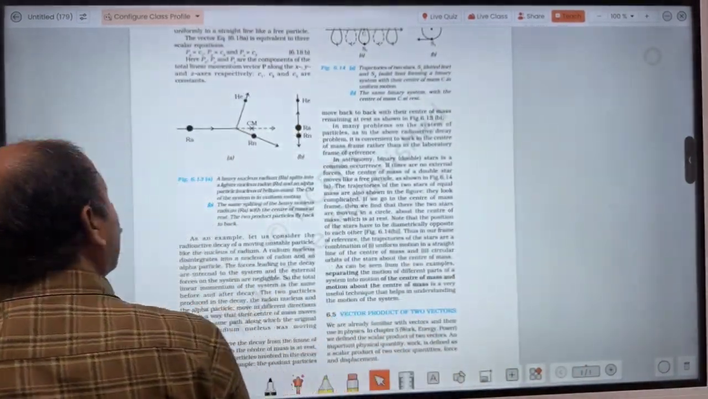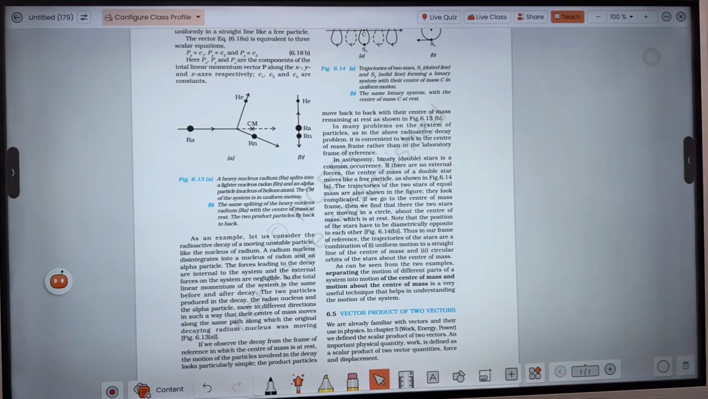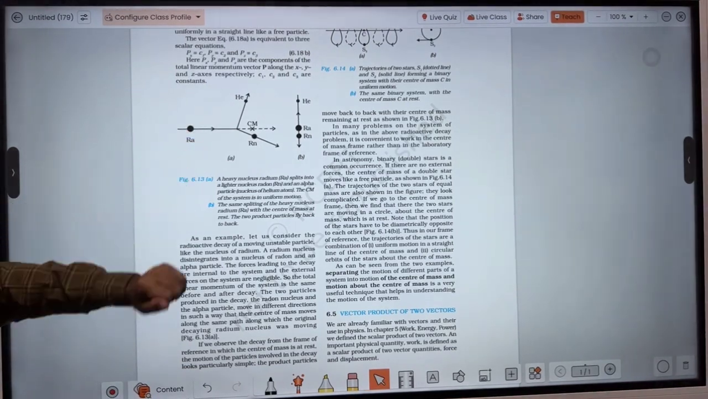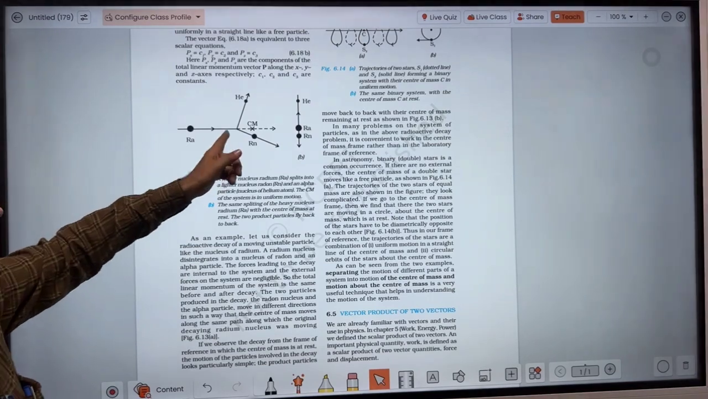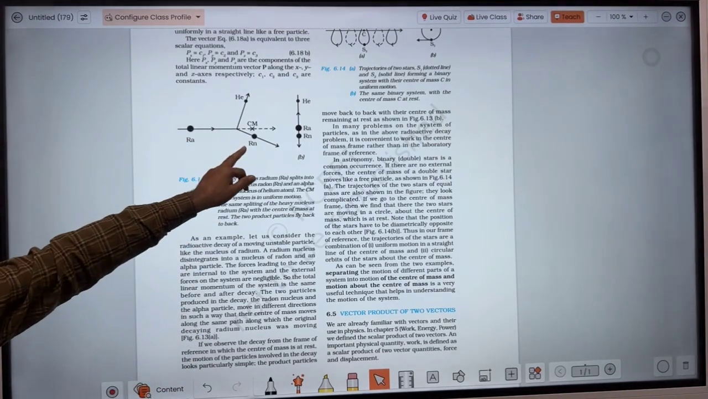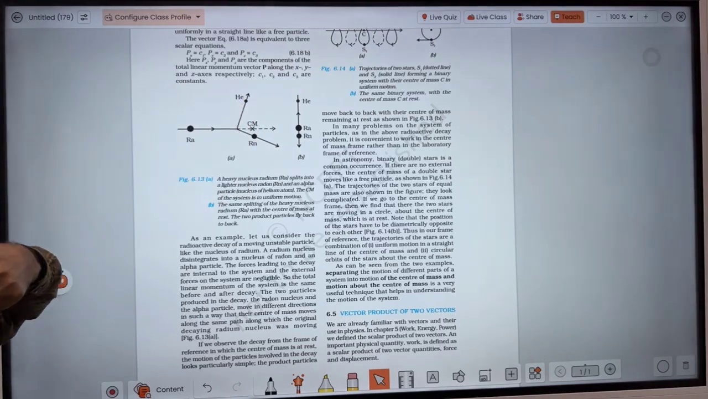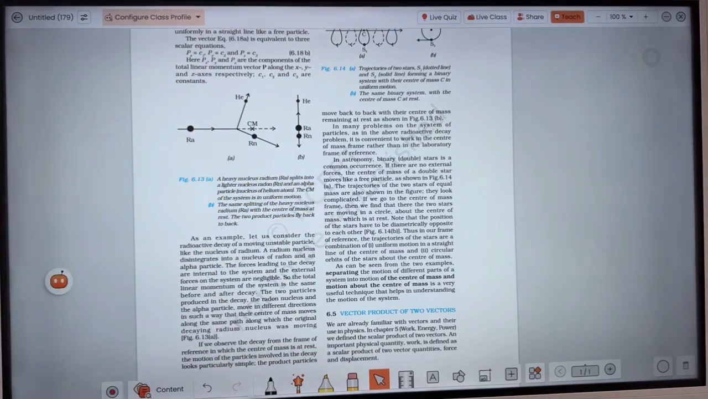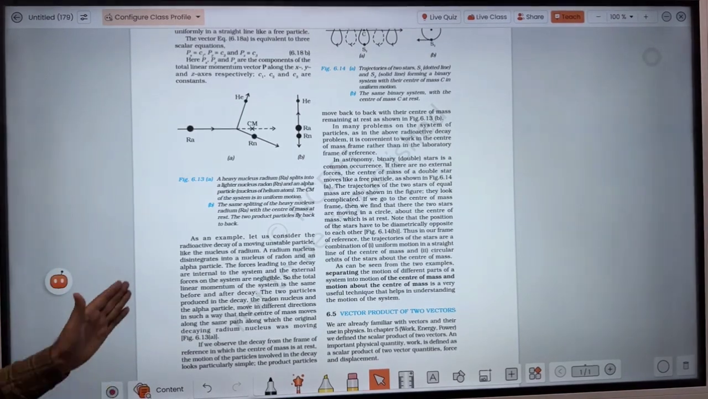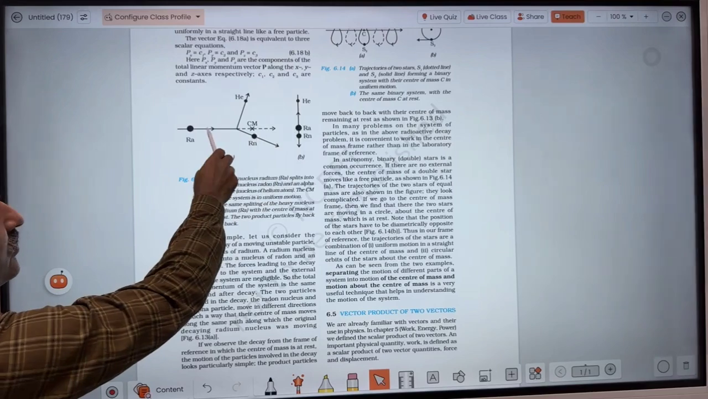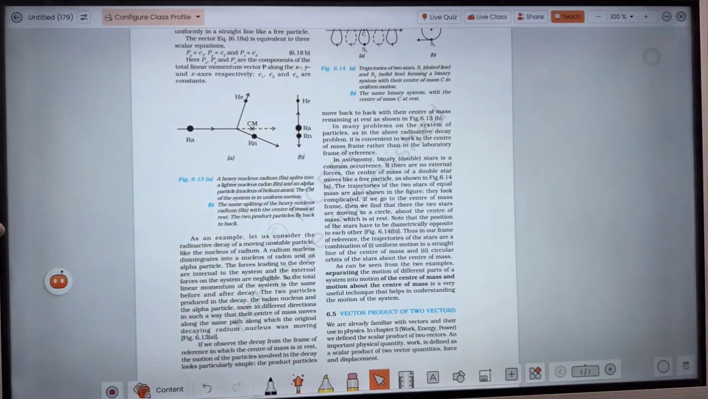Here we are considering one radioactive particle. It is moving in this direction, and at this point radioactive disintegration takes place, in which radon and helium atoms are produced. Suppose helium goes in this direction and radon goes in this direction, then what is the direction of the center of mass? It will remain as usual. So the center of mass will move like this.